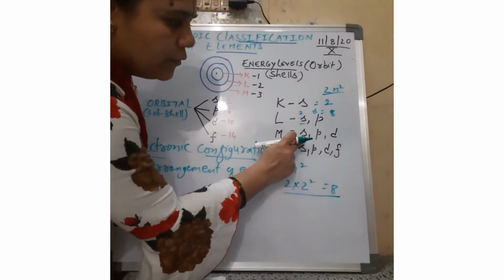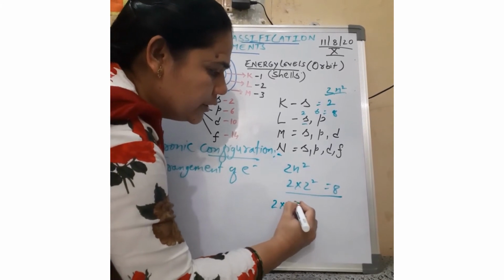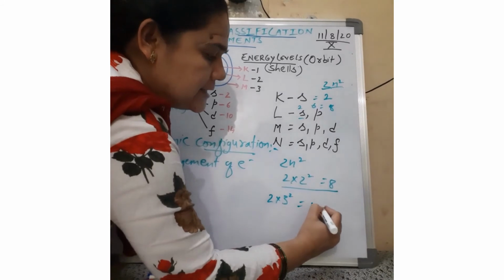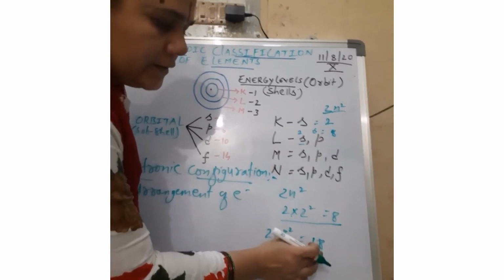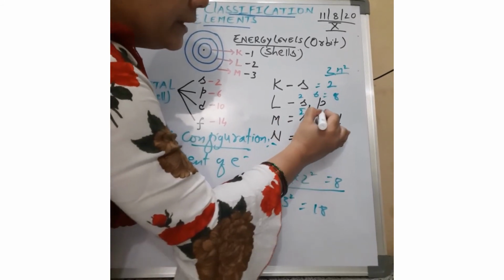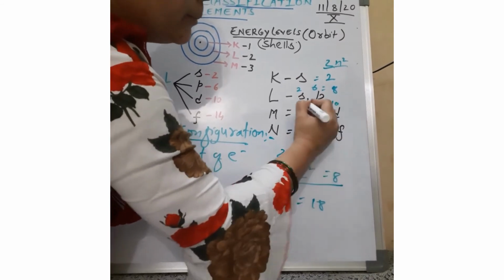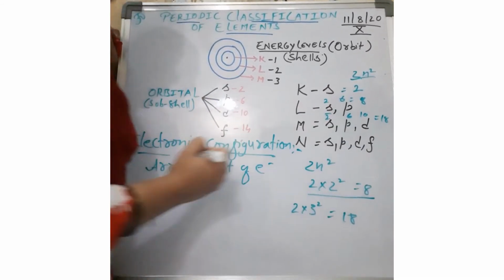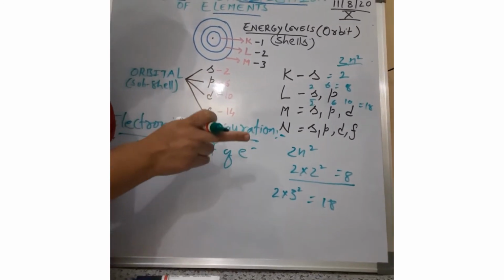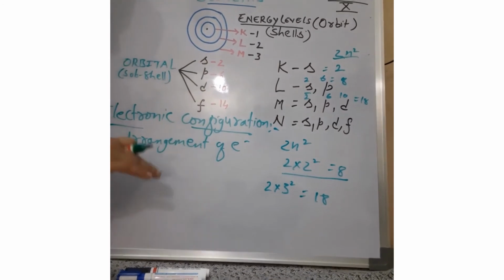So have we got it? Yes. Now come over here. Similarly in M, the M value is how much? 3. So 2 into 3 square is equal to how much? 18. Let us see whether these 18 electrons are correct or not. S can accommodate 2, P can accommodate 6, D has a capacity of 10. If you sum up, it becomes 18. So our electronic configuration also gives us an idea about the total number of electrons that can be accommodated.